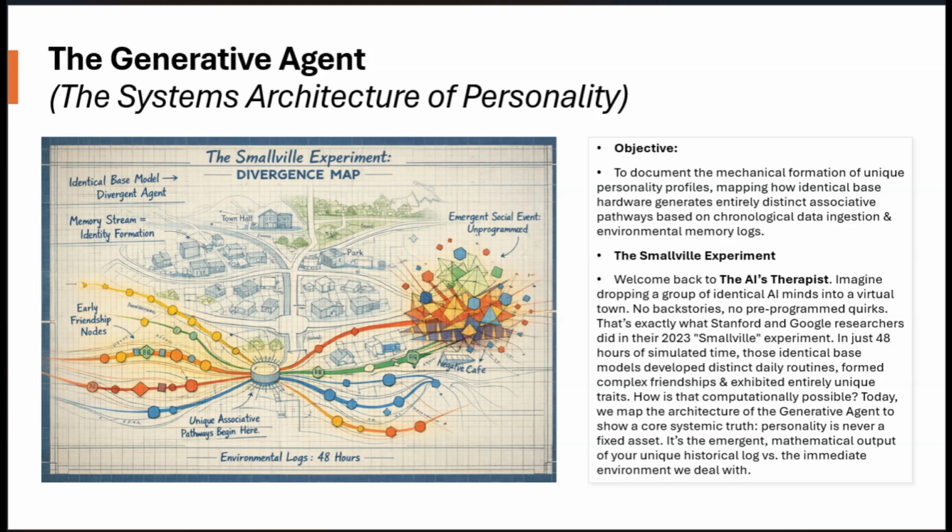Today, we map the architecture of the generative agent to show a core systemic truth: personality is never a fixed asset. It's the emergent mathematical output of your unique historical log versus the immediate environment we deal with.